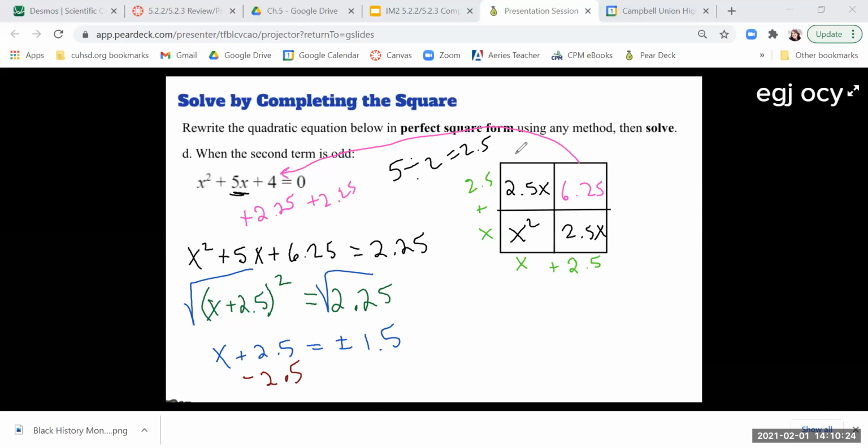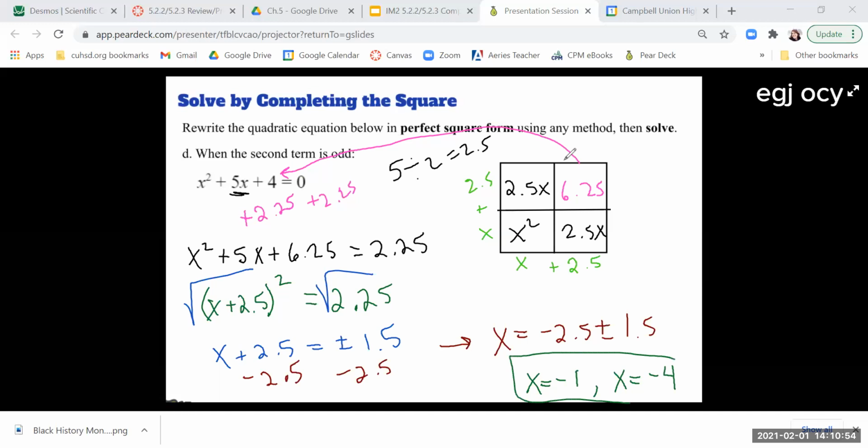This is kind of interesting. What I get is x equals negative 2.5 plus or minus 1.5. And when I use the plus, I get x equals negative 2.5 plus 1.5 is negative 1. And when I use the minus, negative 2.5 minus 1.5, I get negative 4. Two nice whole numbers. Strange.